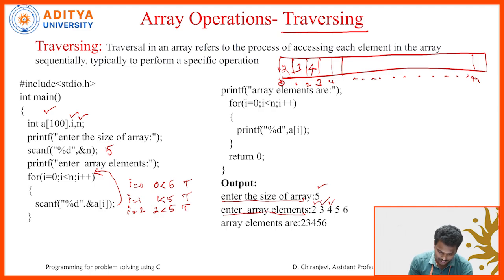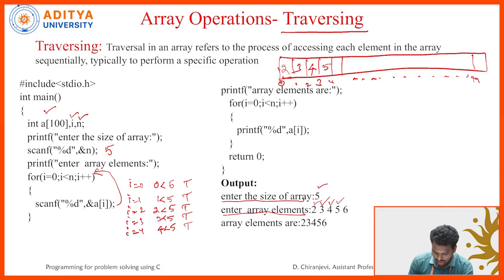After that again we update i, the value is 3. 3 less than 5, true. So, again the user is giving the index 3 value. The index 3 value is 5, so 5 will be stored at index 3. After that again we update i. The i value is 4, and 4 less than 5 is also true.